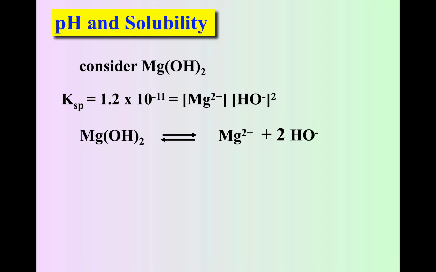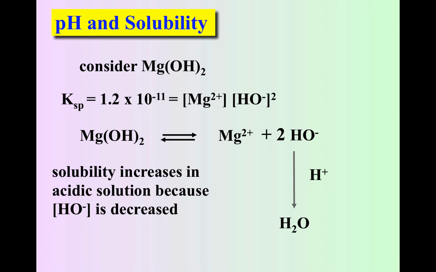All right, so if you've got magnesium hydroxide and you put this in an acidic solution, you're going to increase the solubility of the magnesium hydroxide because you're going to neutralize some of that base, right? You're going to take it out of the system. The system responds to try to replace it.